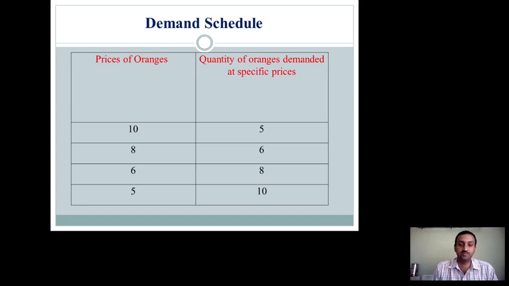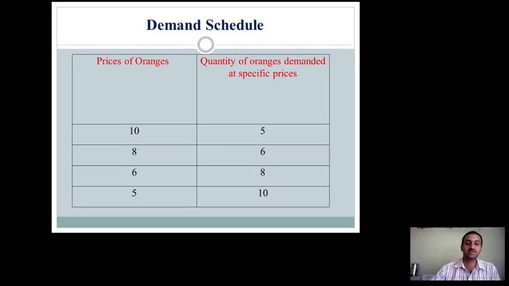10 dozen. So in this schedule we can see that the relationship between demand and price is opposite, or inverse, which means that as and when the prices are high, the demand is decreasing, and as and when the prices are decreasing, the demand is increasing.